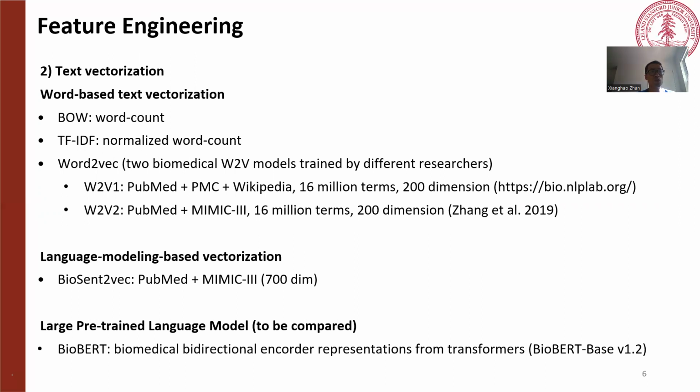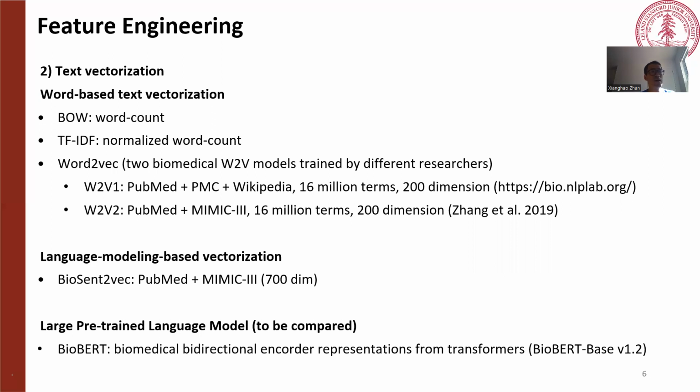And here we use two pre-trained biomedical word2vec models trained by different researchers, and we refer to them as word2vec 1 and word2vec 2. The second type of vectorization approach we use was a language modeling-based vectorization. Here we use a pre-trained BioSentVec model that has been trained on the PubMed and MIMIC-III datasets, which embeds the text into a vector with a dimensionality of 700.